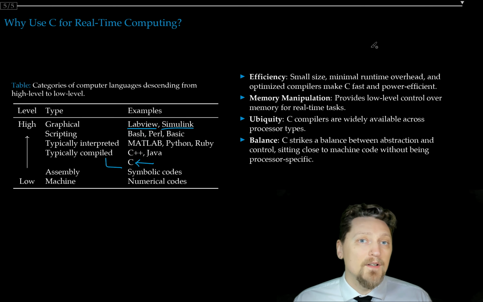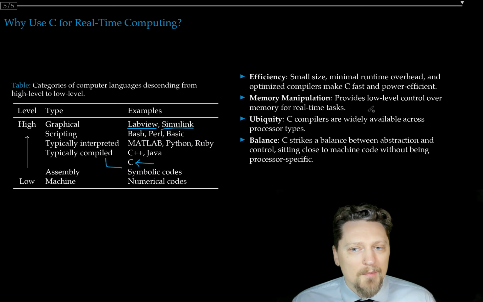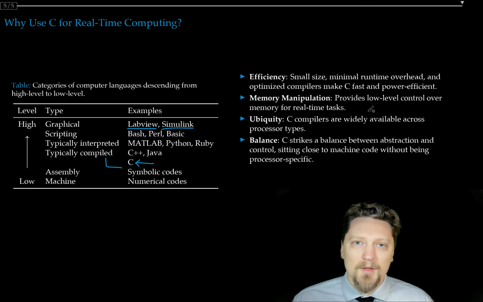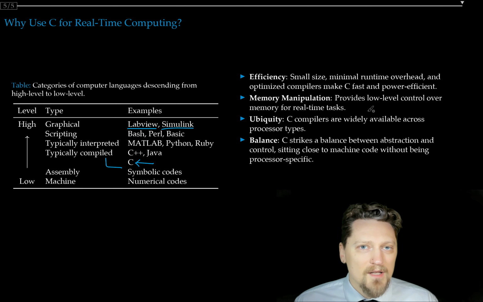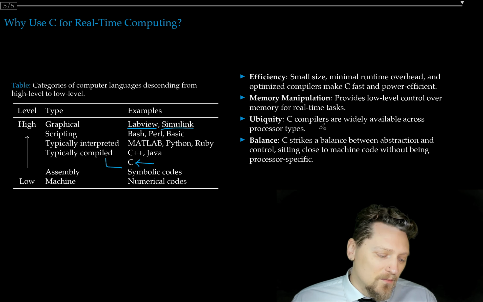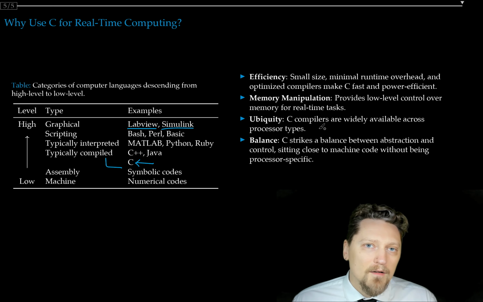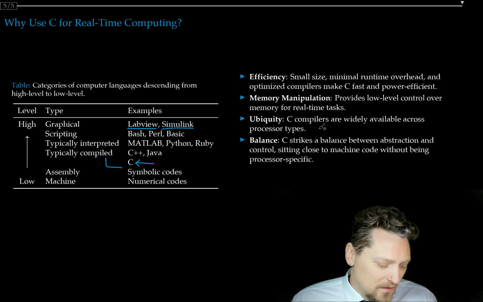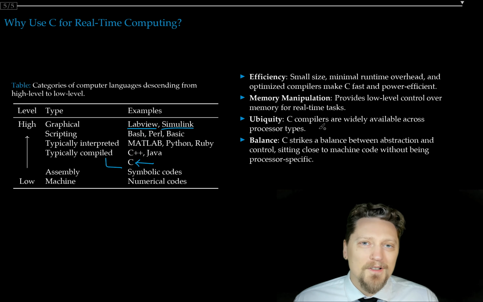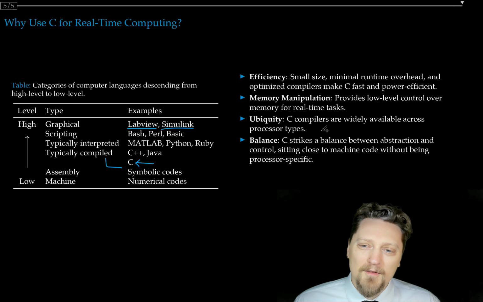Memory manipulation. It provides low-level control over memory for real-time tasks. Sometimes we want to get to that really low-level memory manipulation for real-time computing tasks. Ubiquity. C compilers are widely available across processor types. It's one of the most available types of compiler. So if a processor has any language compiler available, C is usually the one, and then the more abstract you get, the more rare the compilers are, but C is a very common one.